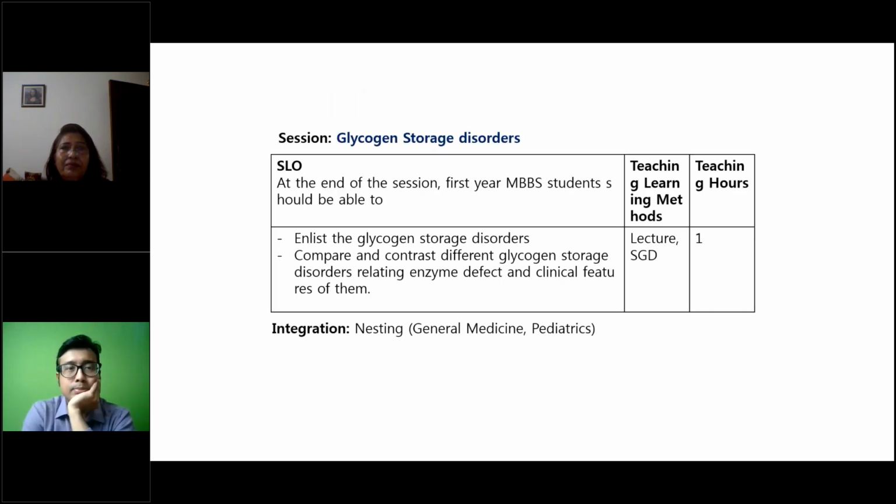For the continuation of glycogen metabolism, we can also arrange a session for the glycogen storage disorders with their learning objectives. Enlist the glycogen storage disorders, compare and contrast different glycogen storage disorders relating the enzyme defects and clinical features involved in the respective disorder. Teaching learning methods are the same, lecture or small group discussion, for 1 hour. Next slide please.